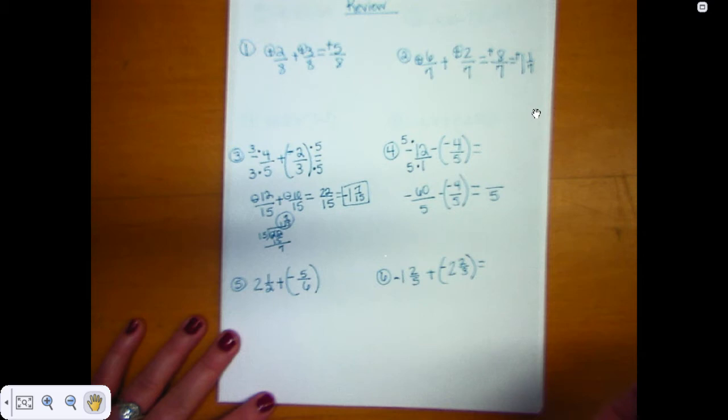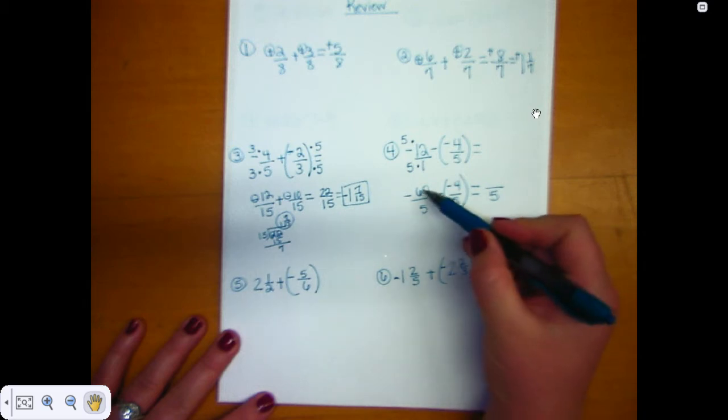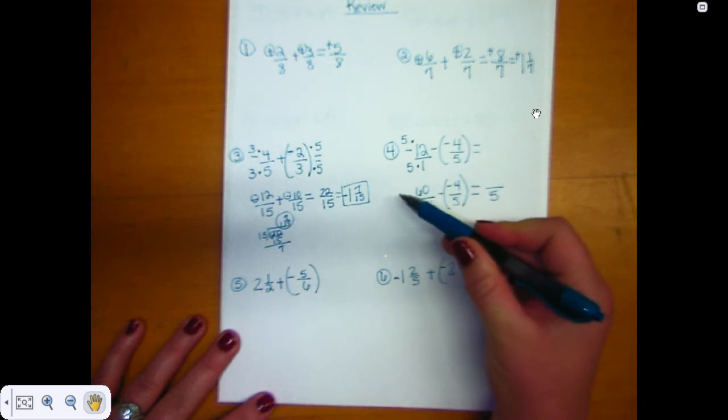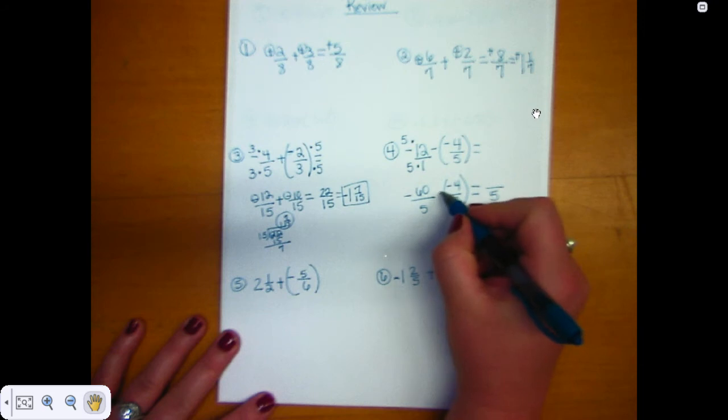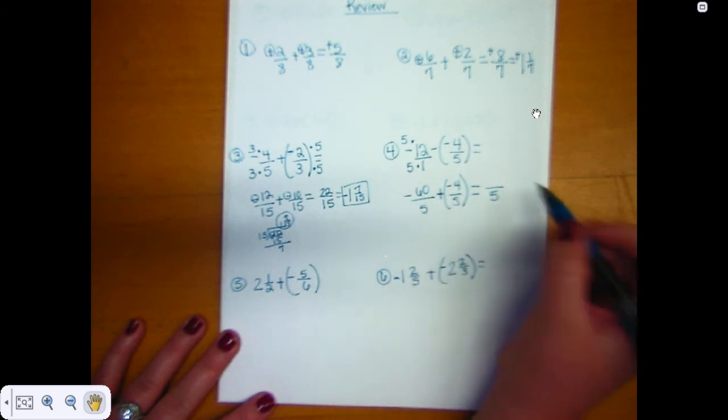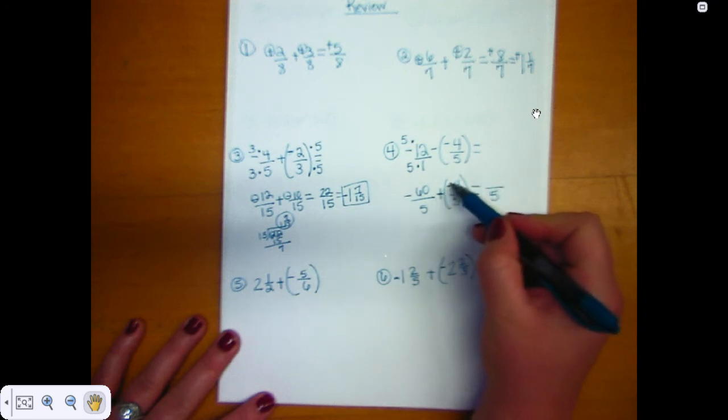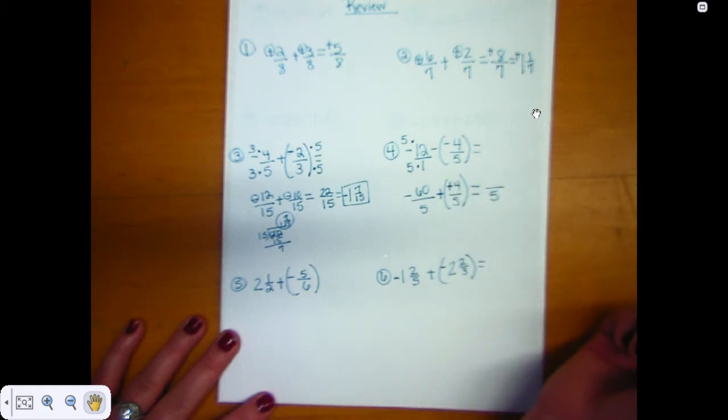Now I need to check to see, is it addition? It's not. So I will do absolutely nothing to the first fraction, but I do need to do something to this. So I'm going to change it to the opposite, which is plus. And if I change that to the opposite, I also have to change this to the opposite, which is positive.